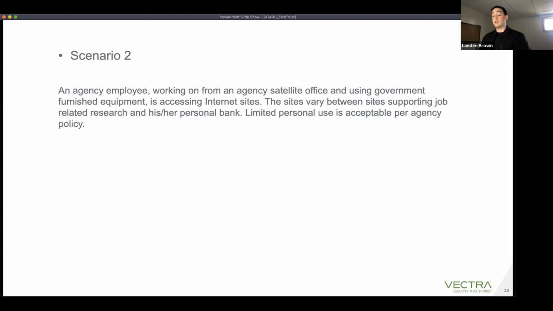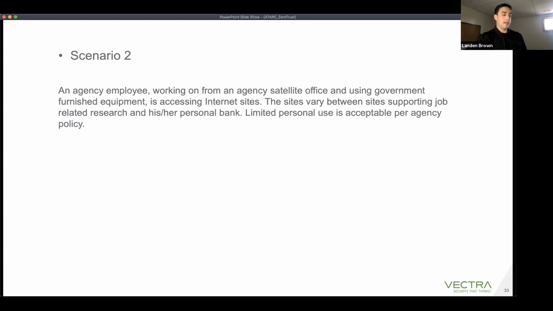And so limited personal use is acceptable per the agency policy. There's two things to look at here. It is, from a personal use perspective, what is acceptable at this agency: the amount of content that you're allowed to interact with, from a technical perspective, the bytes and bits that you're interacting with and sending. For personal use, are these things the limit, or is the limit specific sites, right?